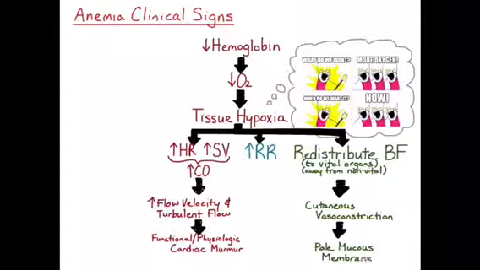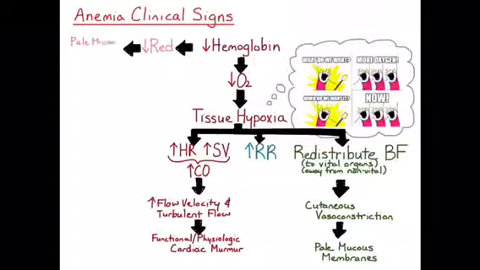Now there's a second mechanism for the pale mucous membranes, and it has to do with the color of hemoglobin. Hemoglobin is red, so if there's less hemoglobin, there's less red to the blood, which can also contribute to the pale mucous membranes. So now I'll go back to tissue hypoxia for a moment.